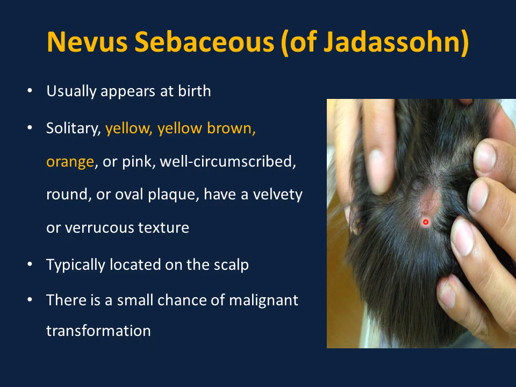And this is very important to differentiate between nevus sebaceous and cutis aplasia. Cutis aplasia will have no skin, but this one has skin, but without hair and with the same texture of orange skin. Typically located on the scalp, and there is a small chance of malignant transformation, and most dermatologists recommend removing this skin when the child is older, during adolescence. It is not recommended to be removed at a young age.